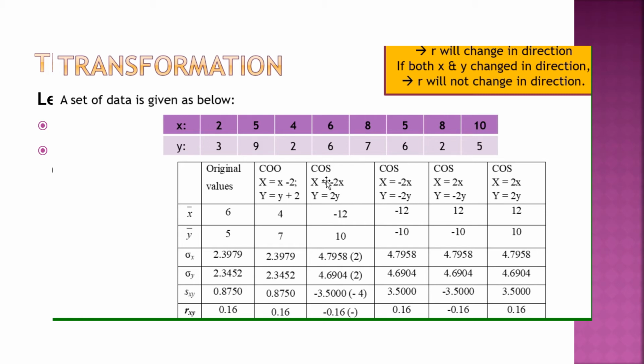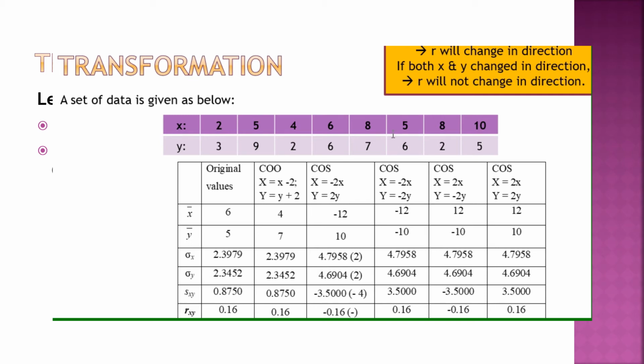Now, I'm going to times negative 2 to X. If I times negative 2 to X, what will happen to my mean? Mean also times negative 2. What will happen to my mean of Y? Times 2. Because here Y you times with 2. Here Y will become 10. Your standard deviation of X times 2. Standard deviation of Y, you cannot times negative 2. You times with 2.